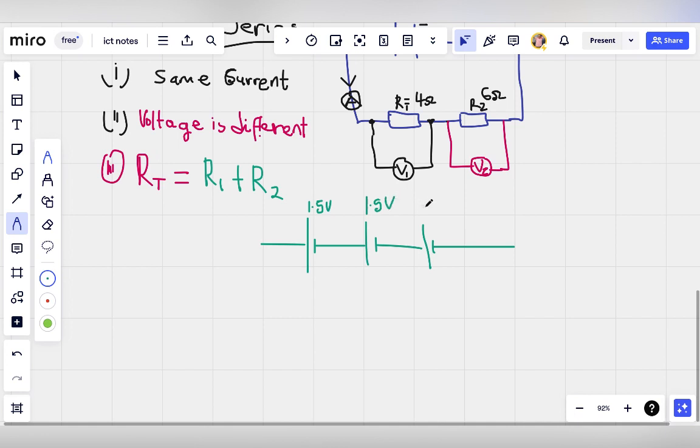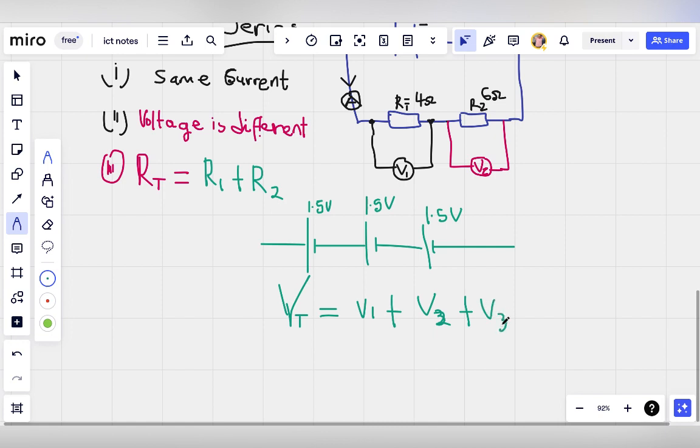A cell is the smallest unit of a battery. Two or more cells become a battery. So V total in series like this is equal to V1 plus V2 plus V3. Okay, so that's that for series.